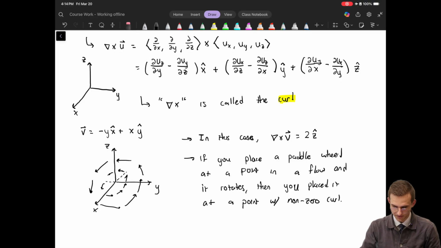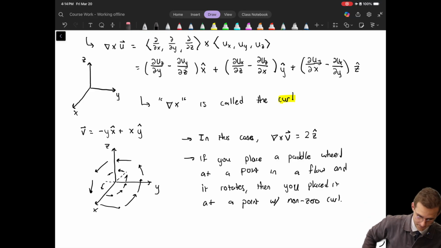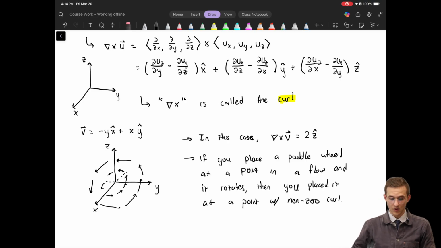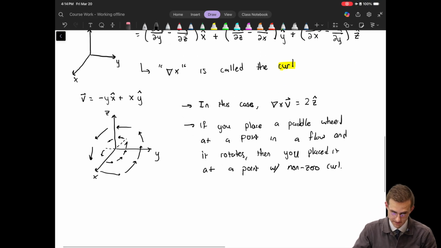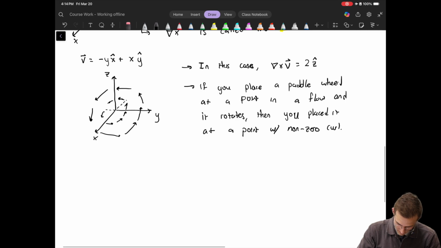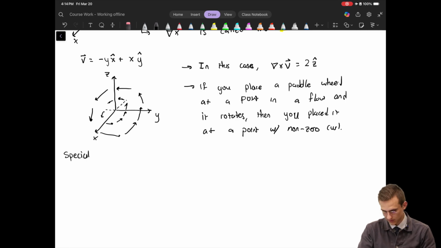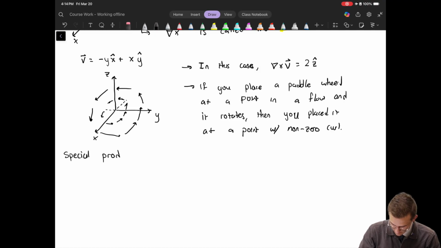Okay, so those are the three most important ways that del acts on different types of scalar and vector quantities. But there's also product rules, right? We all know the product rule for just scalar derivatives. But they're a bit different for vector operators.